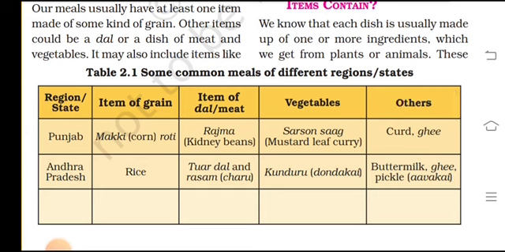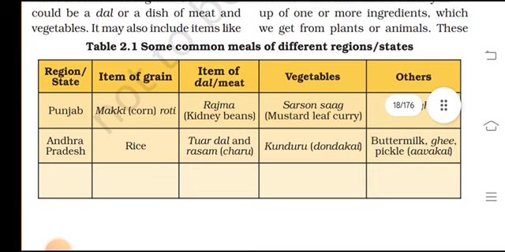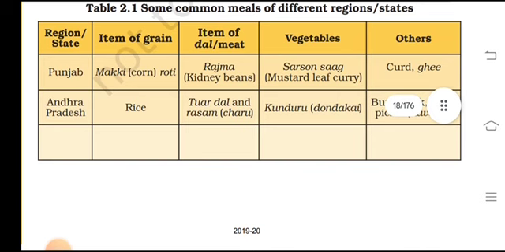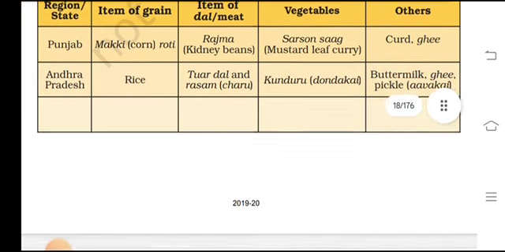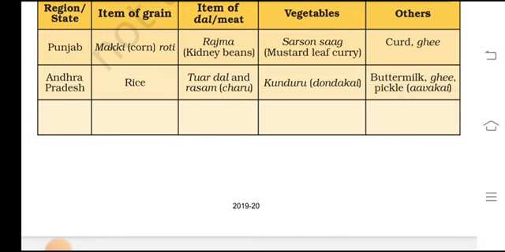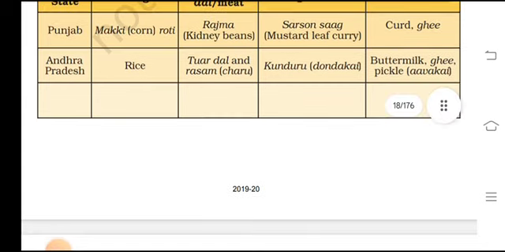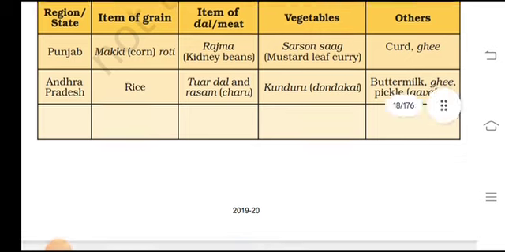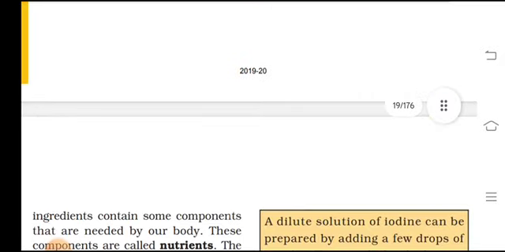We know that each dish is usually made up of one or more ingredients which we get from plants or animals. Some common meals of different states: Punjab: makki roti, dal, rajma, vegetables, sarson saag, curd and ghee. Andhra Pradesh: rice and tuar dal, rasam, charu, vegetables, buttermilk and ghee, pickles, avakai.